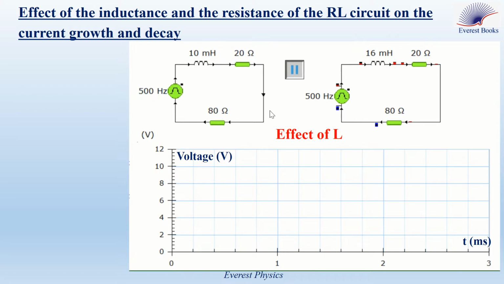This circuit includes a functional generator which provides a square wave voltage of frequency 500 Hz, a resistor of resistance 80 ohm. In this simulation, 20 ohm represents the internal resistance of the coil and 10 millihenry represents the inductance of the coil. The graph shows the voltage across the generator and the resistor as functions of time. Let's start the simulation.